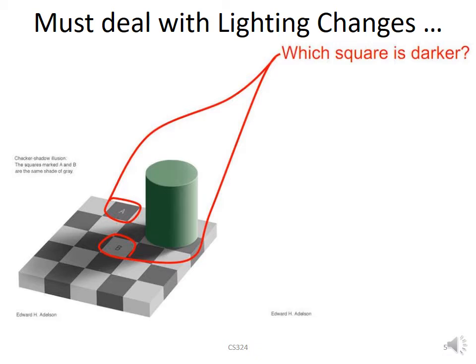In this picture, which square is darker, A or B? But the two squares have the same brightness. Human eyes are quite adaptable to lighting change, but machine vision is not.